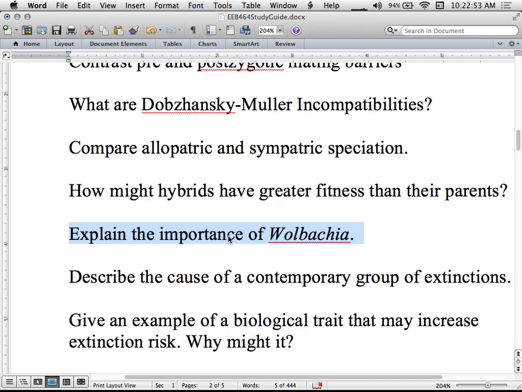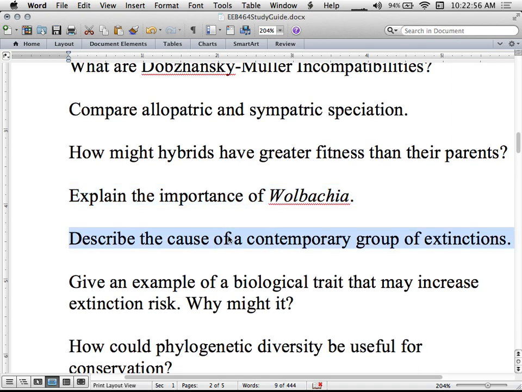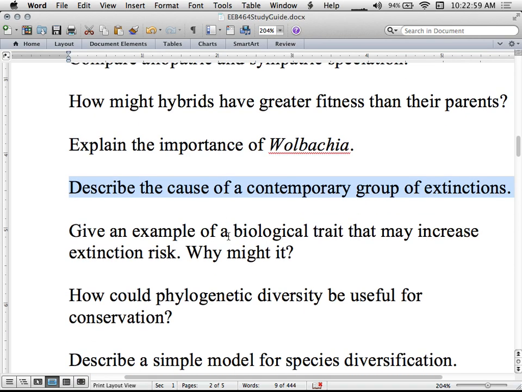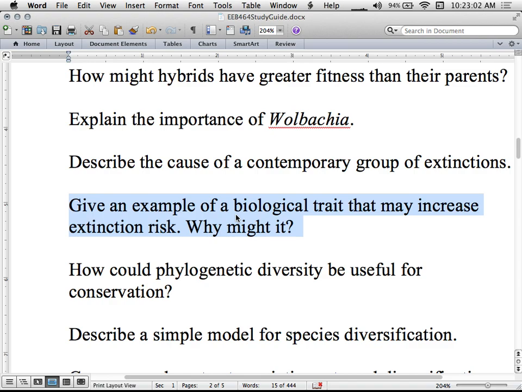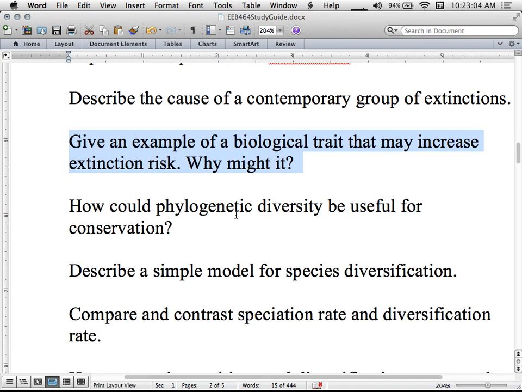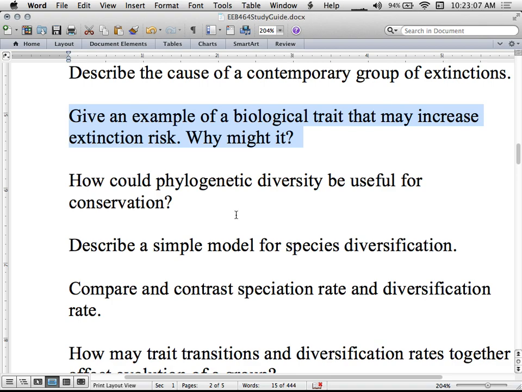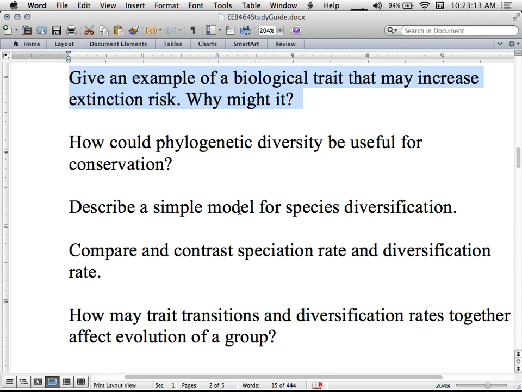Okay. Is all okay so far? How can phylogenetic diversity be useful for conservation? Frankly, it's an idea that we haven't talked about, but it isn't used a lot in the literature.